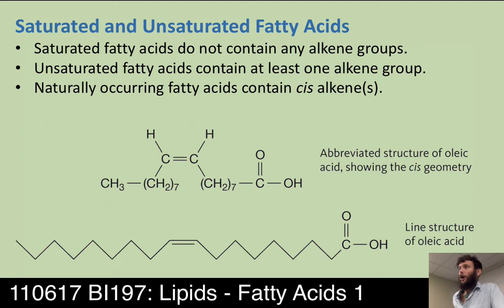And in this case, the carbons are carrying, each of them, as much hydrogen as they possibly can in a saturated fat. There are no alkene groups. Alkene is the chemical term for a double bond between carbons, all right? An alkane are carbons that are single bonded to one another. Alkene is double bonds. So unsaturated fats are going to have anywhere from one to many double bonds between carbons. All right?